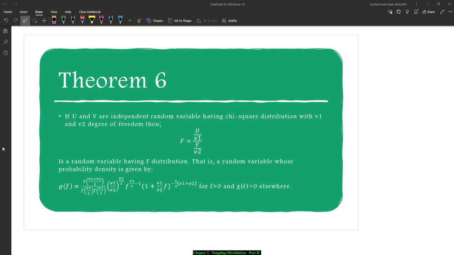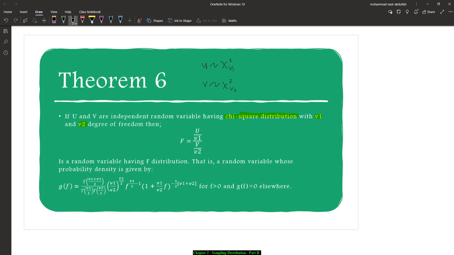Theorem number 6 says that if U and V are independent random variables having chi-square distributions, with V1 and V2 degrees of freedom respectively, so U has a chi-square distribution with V1 degrees of freedom and V is having a chi-square distribution with V2 degrees of freedom.